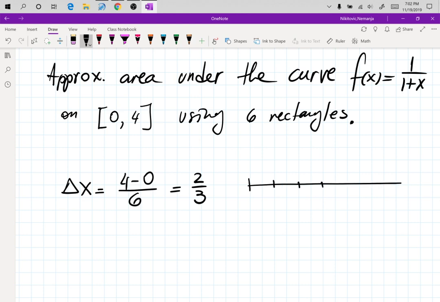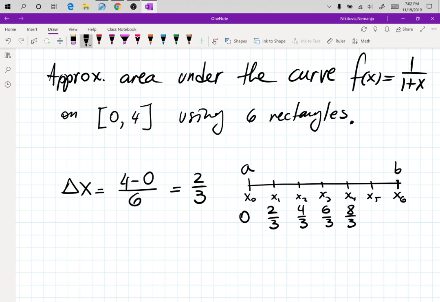1, 2, 3, 4, 5, 6. This is x0, x1, x2, x3, x4, x5, and then x6, where the first a and the b are 0, 2/3, 4/3, 6/3, 8/3, 12/3, and 14. Something is wrong. Yeah, 10/3. It should be 10/3 and then 12/3. Yes, thank you. 10/3 and then 12/3. Good.